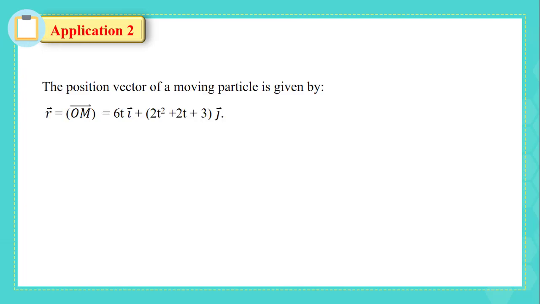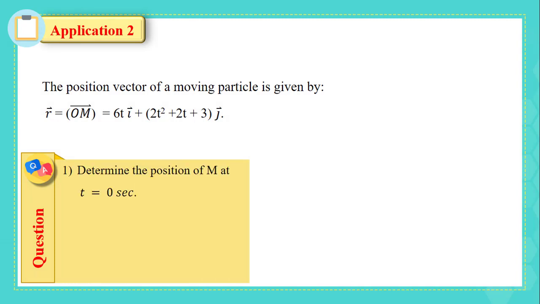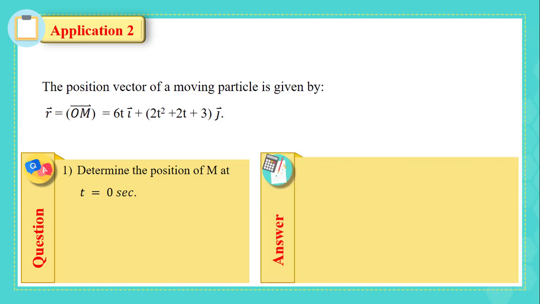Let's solve now application number 2. The position vector of a moving particle is given by r is equal to OM, which is equal to 6ti plus (2t squared plus 2t plus 3)j. The first part is we have to determine the position of M at t is equal to 0 seconds. Then we have to substitute t is equal to 0 seconds in the position vector, and that will give 0i plus 3j. Therefore, the position of M is (0, 3).